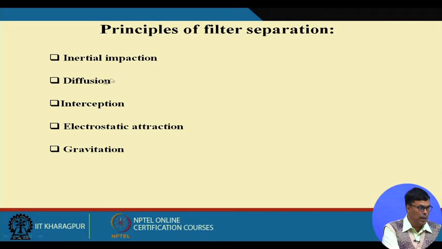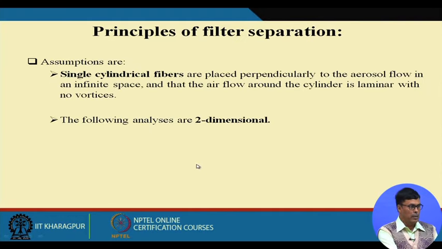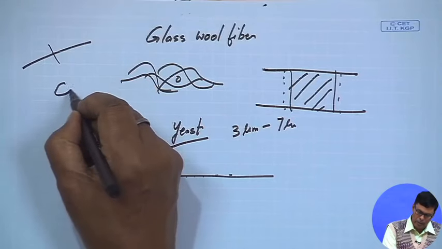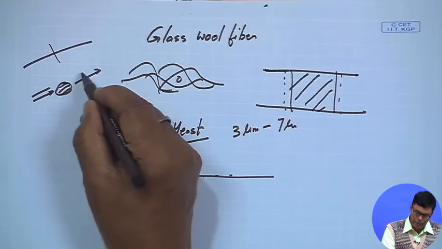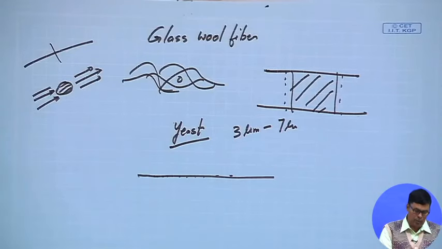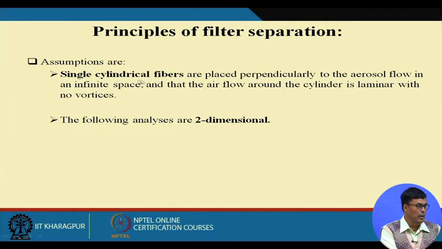So we have inertial impaction, diffusion, interception, electrostatic attraction, and gravitation, through which particle separation takes place. We can assume a single fiber, and if I take the cross section, it looks like this, circular. If the air flows perpendicular to it, we can analyze the system like this: a single cylindrical fiber is placed perpendicular to the aerosol flow in an infinite space, and the airflow around the cylinder is lamellar with no vortex. The following analysis is two-dimensional.